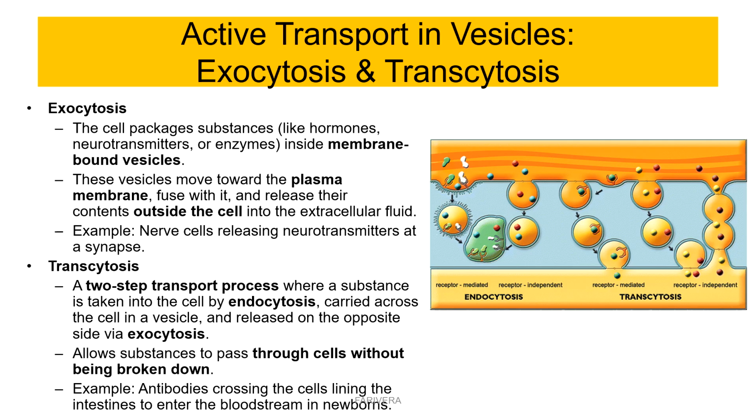Then we have transcytosis, on the other hand, which involves transporting now a substance across a cell. It enters by endocytosis, crosses now the cell with a vesicle, and leaves by exocytosis. The example in this particular slide is the movement now of antibodies across intestinal cells in newborns.